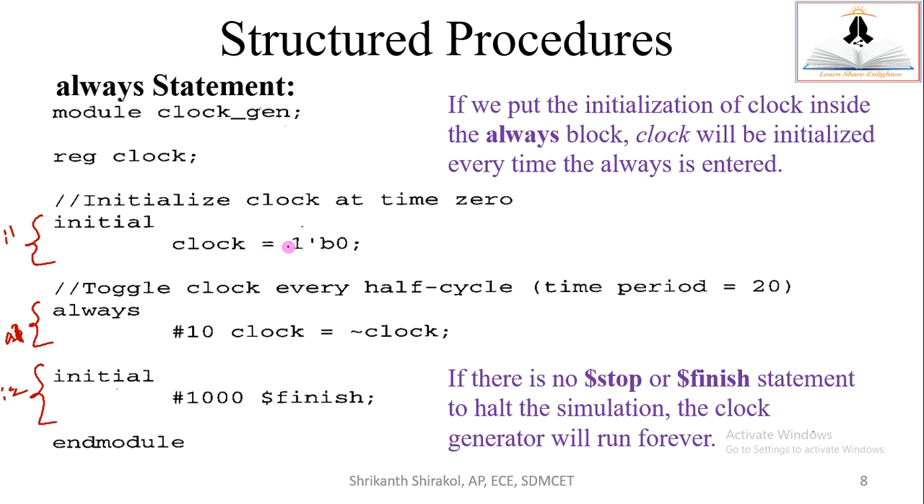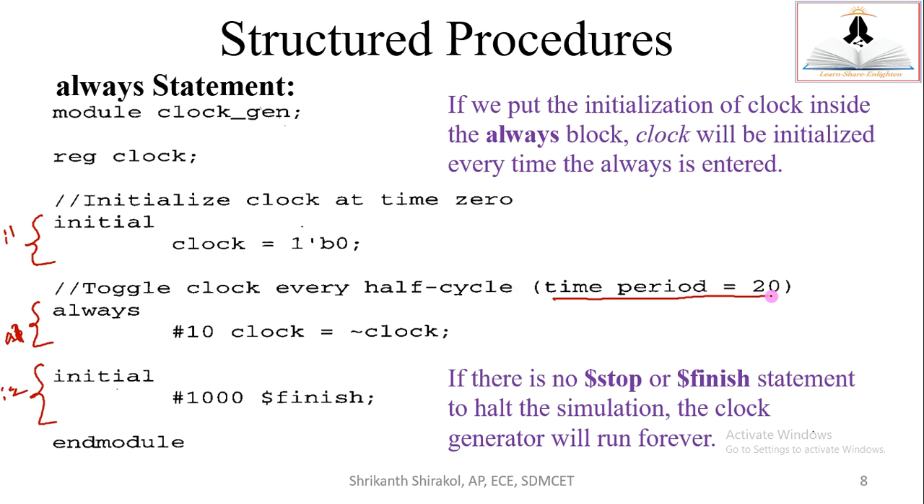Here initially I'll set clock to be 0. Why didn't I use only always? Because if I use always clock equal to 0, it means clock will always be 0. So that's why you initialize clock equal to 0. That's it. And after that, go to the always statement.